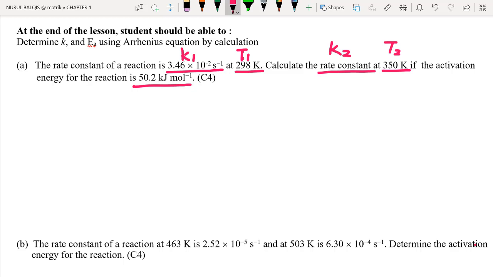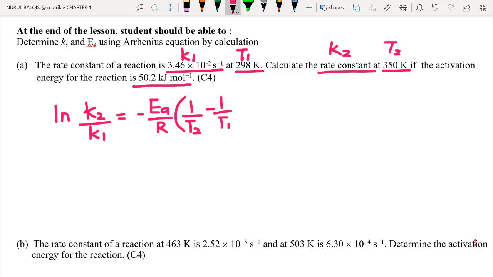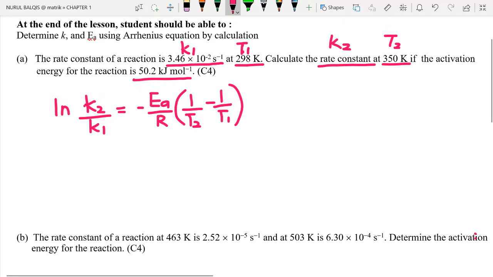Now we're going to use the formula that involves the rate constants at two temperatures, which is ln K2 over K1 is equal to negative EA over R, times 1 over T2 minus 1 over T1. Make sure your temperature is already in Kelvin. Now we're going to substitute the values. We have all the values apart from K2, so we want to find this K2.